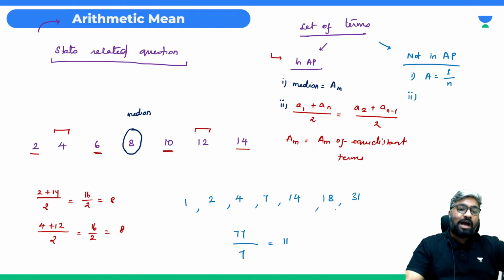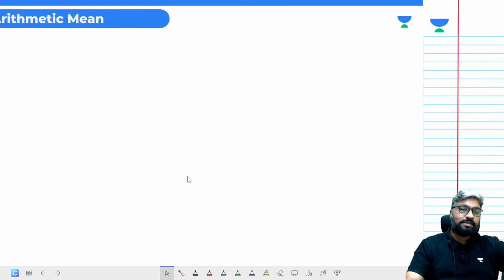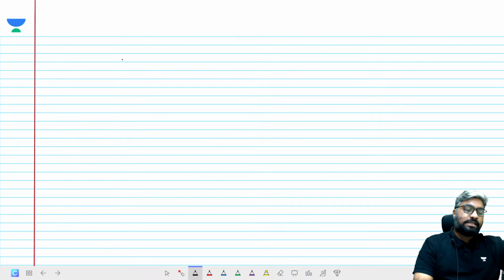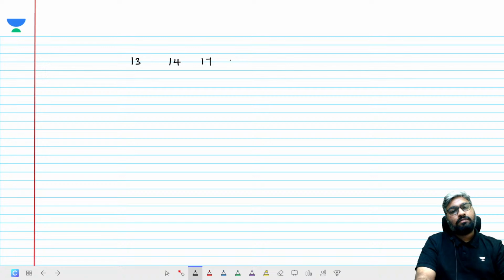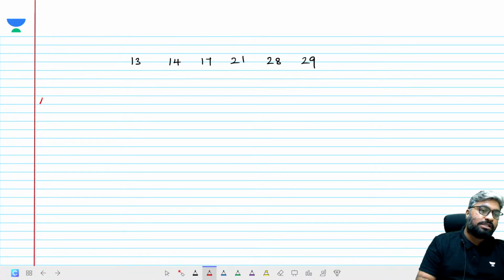ऐसे नंबर नहीं, अगर नंबर थोड़े पास पास में है, लेट्स से इफ द नंबर्स आर लाइक दिस, लेट्स से योर नंबर्स आर 13, 14, 17, 21, 28, 29, ठीक है? ये है नंबर्स। तो यहां पे यू कैन यूज अ मेथड कॉल्ड अस्यूम्ड मीन मेथड। ये आप लोगों ने स्कूल टाइम में पढ़ा होगा, है ना?